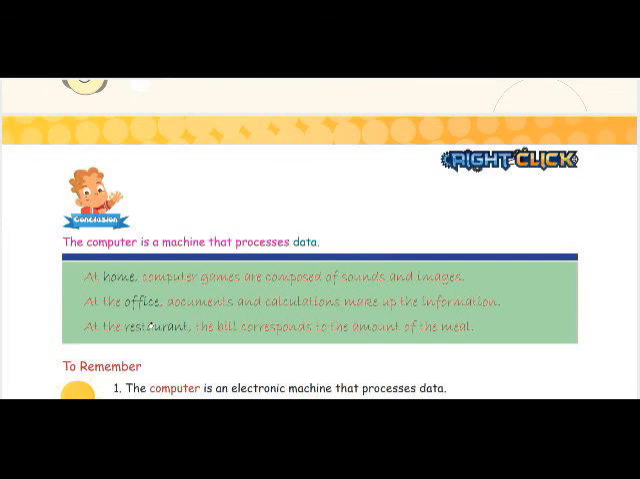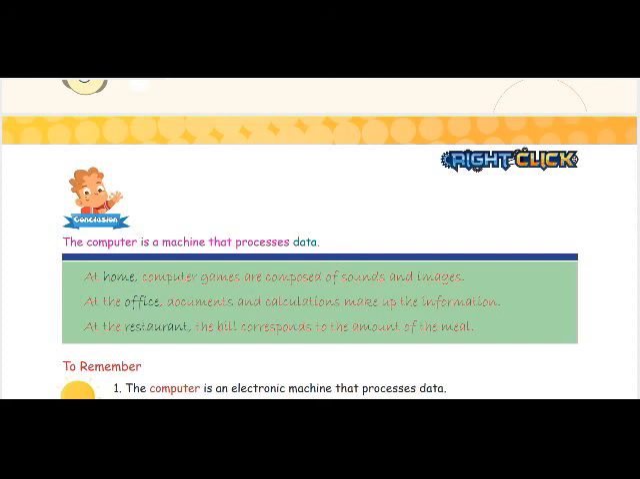On the other page, we'll start by discussing with them that the computer is a machine that processes data. At home, computer games are composed of sounds and images. At the office, documents and calculation make up the data or the information. At the restaurant, the bill corresponds to the amount of the meal.